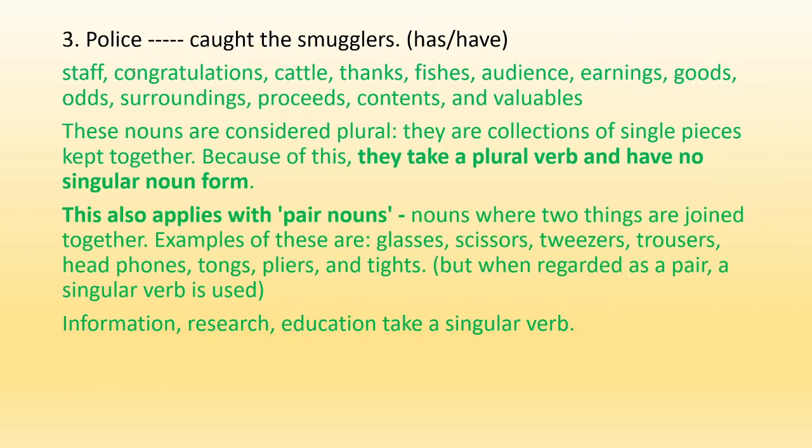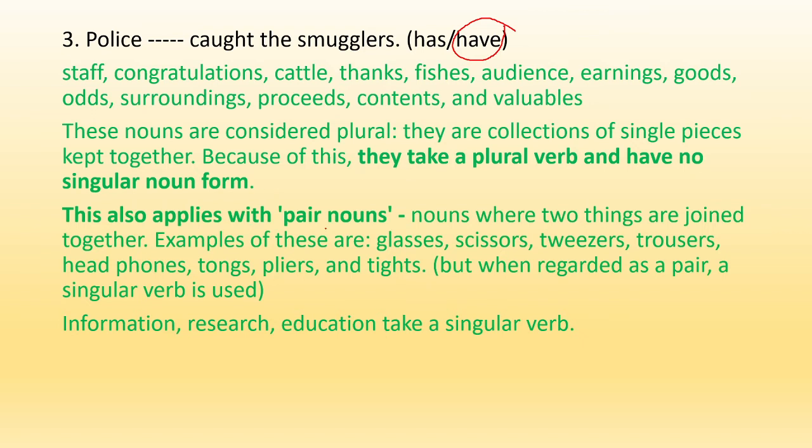Now similarly, police dash caught the smugglers. So police have caught the smugglers. Police is taken as plural. So let's see all the other words that are taken as plurals. Staff, congratulations, cattle, thanks, fishes, audience, earnings, goods, odds, surroundings, proceeds, contents, and valuables. These are always taken as plural. These nouns are considered plural. They are collections of single pieces kept together. Because of this, they take a plural verb and have no singular form.